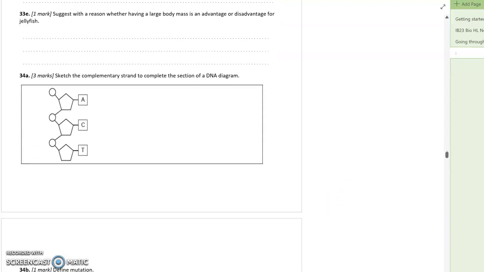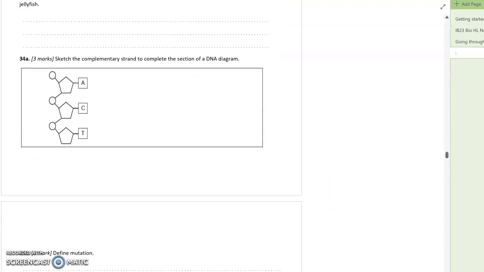Okay, so for 34, sketch the complementary strands to the section of DNA in the diagram. You needed to make sure that you had the correct base sequence, so that would be T, and then G, and then A. It also stated that you needed to use the right shapes, so you needed to use the pentagon and also the square.